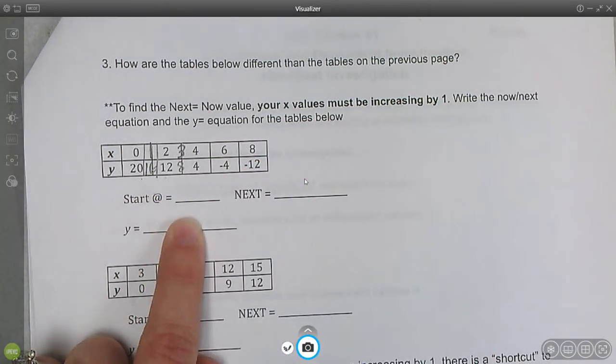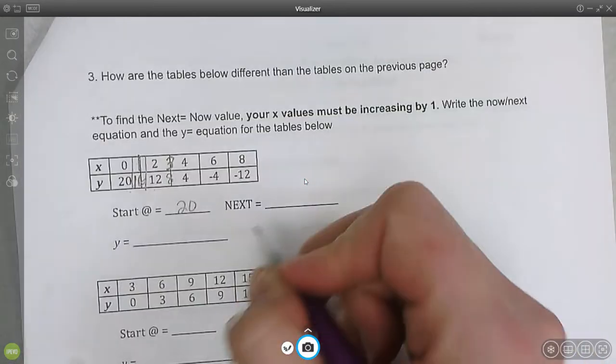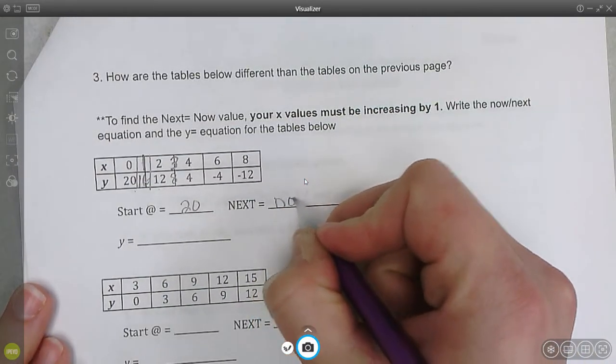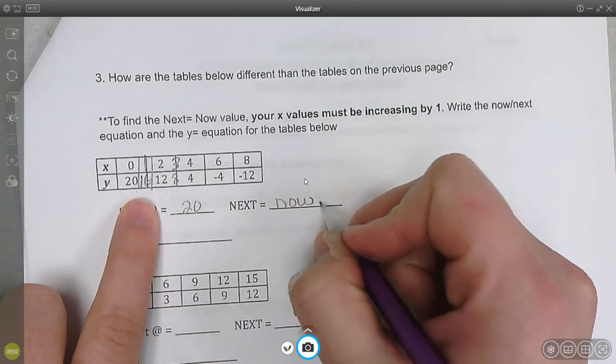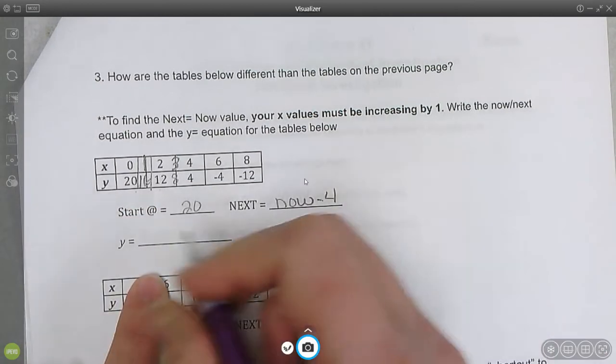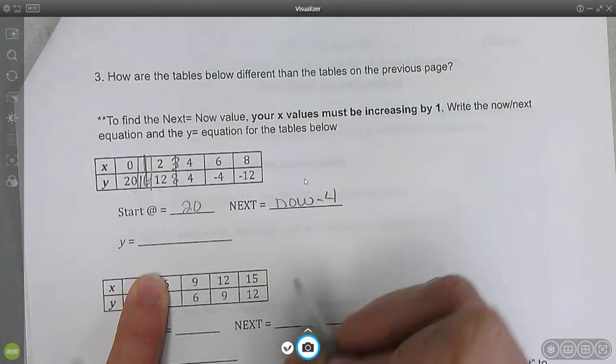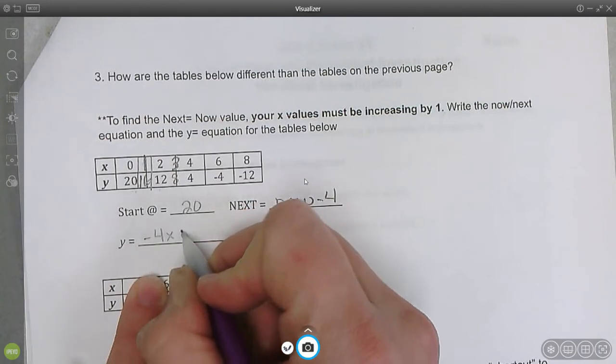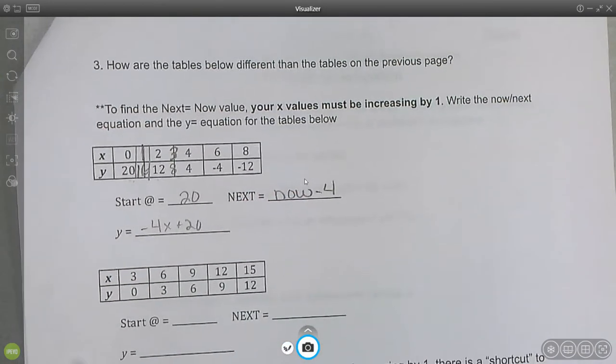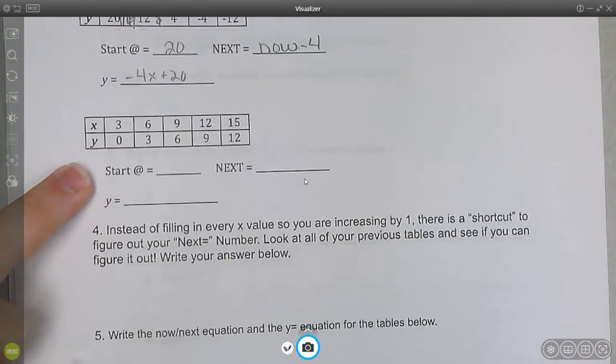So this one, your start at would be 20. Your next equals now minus 4, not minus 8, minus 4. So your y equals equation would be negative 4x plus 20. Okay, so you can do this one on your own.